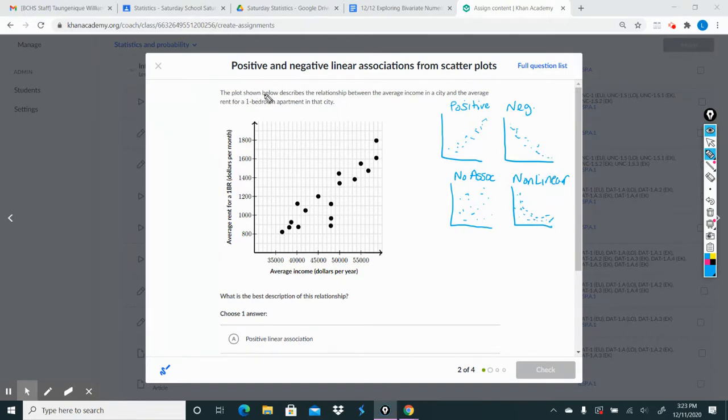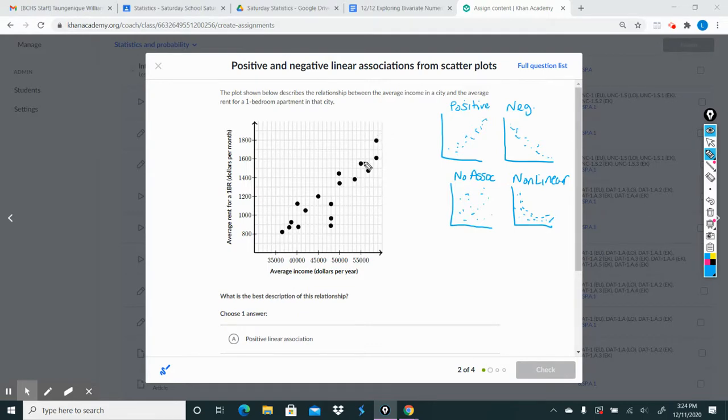So we have the plot shown below that describes the relationship between the average income in a city and the average rent for a one-bedroom apartment in that city. So here's the average income to the average rent for one bedroom. And as we can see, we're going from the lower left-hand corner to the upper right-hand corner. So as the average income increases, we're noticing that the average rent for a one-bedroom apartment also increases.